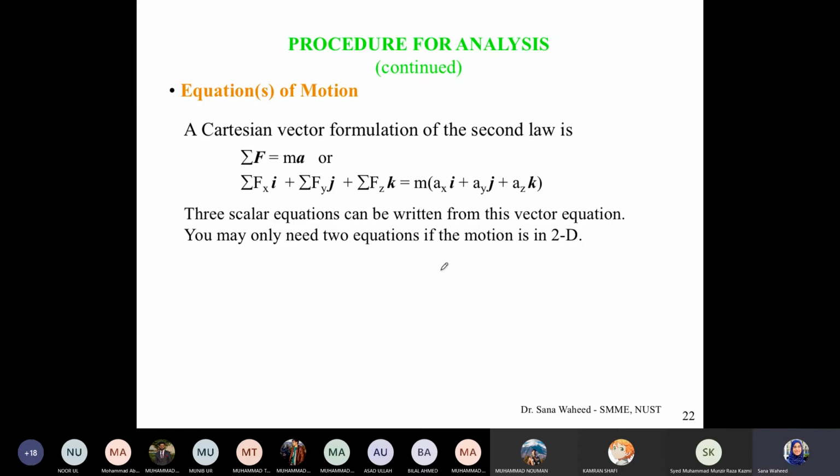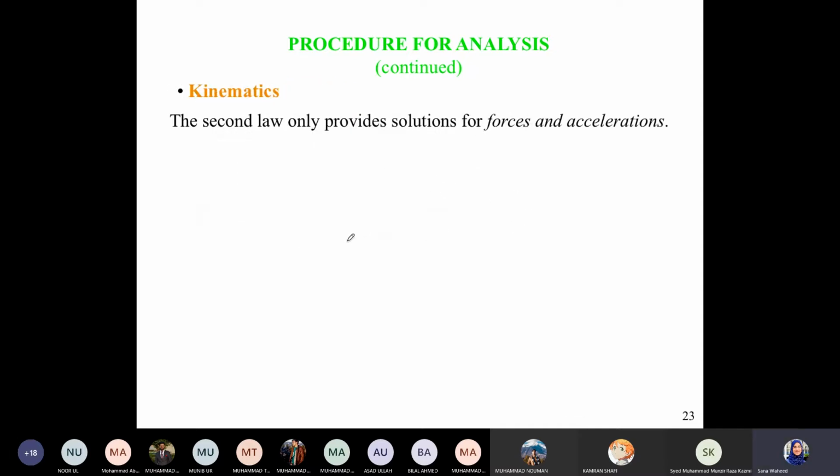The equation of motion, as we've already discussed, is a vector equation, and we can break it down into each of its scalar component forms. So if we are in the rectangular coordinates, that means we get an equation each for x, for y, and for z. Okay.